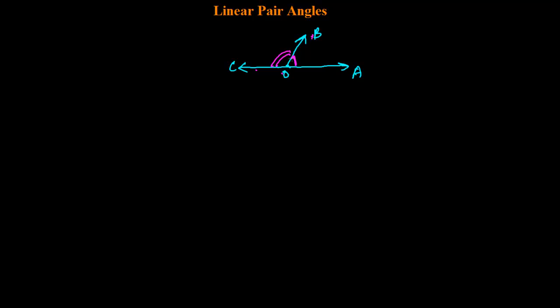Now what linear pair angles mean: when two adjacent angles have non-common arms, OA and OC, that are opposite rays. Once again, ray OA and ray OC are just opposite to each other. In that case, these two angles, BOC and BOA, which were initially adjacent angles, are now said to be forming a linear pair of angles.